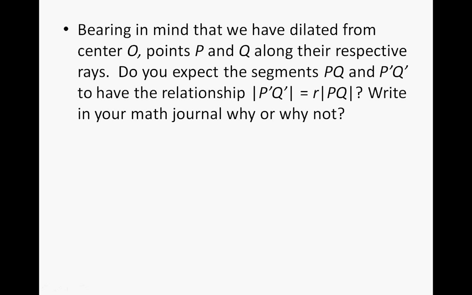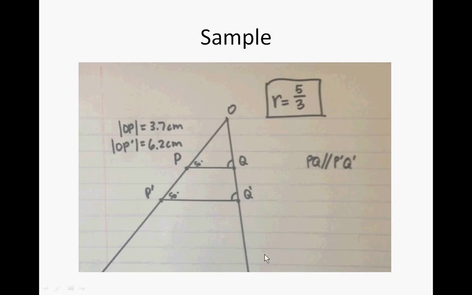Bearing in mind that we have dilated from the center points P and Q along their respective rays, do you expect the segments PQ and P prime Q prime to have the same relationship, meaning that the length of P prime Q prime is equal to PQ times the scale factor? Write in your math journal why or why not. What we mean by that is, going back to our sample, is this measurement right here proportional or similar to this measurement right here?